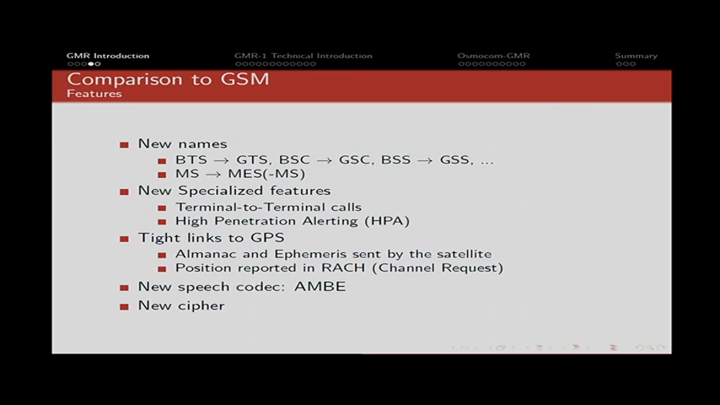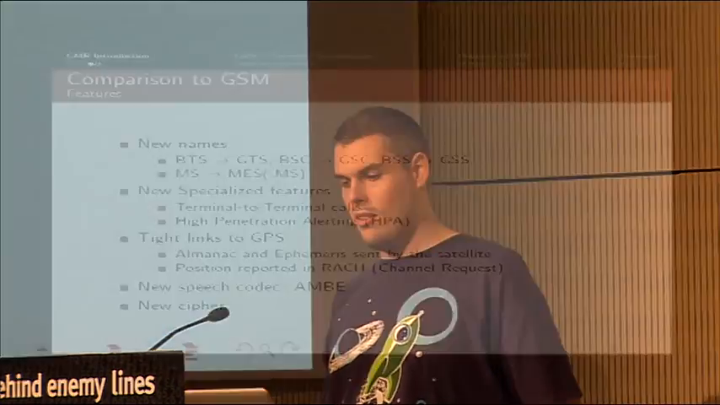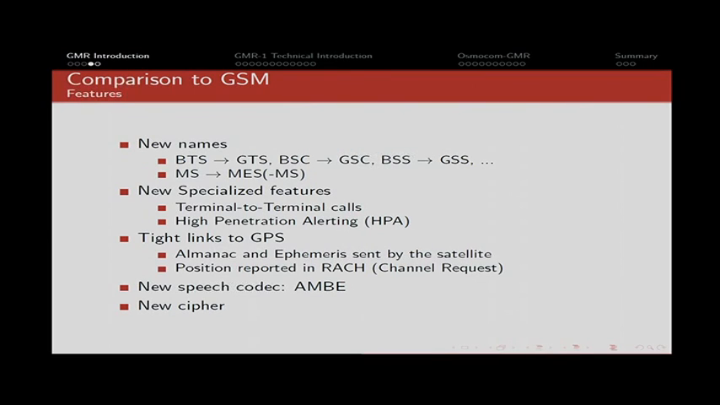So the first thing they did is they renamed everything. They changed basically the B into the G for, of course, gateway or geostationary, depending on the type, and the MS, which used to be the mobile station. So your phone is now called MES, which is Mobile Earth Station.